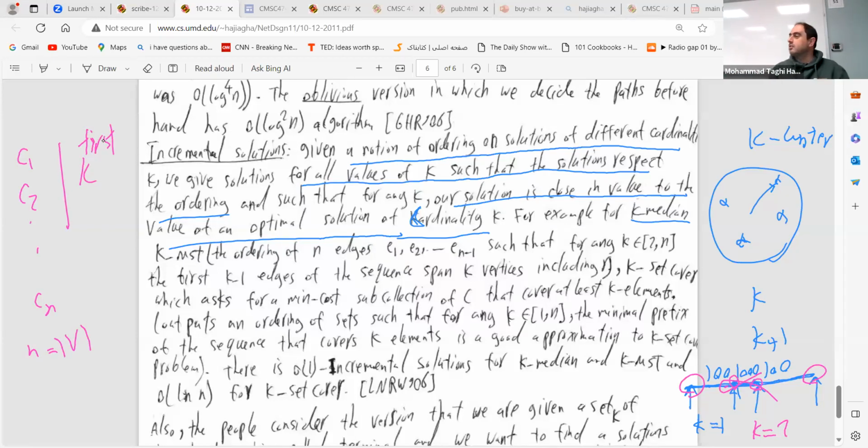So for k median, I want to give as output an ordering such that if you want k equal to 1, just take the first. K equal to 2, the first two. K equal to any k, just take the first k. So I respect the previous solutions.